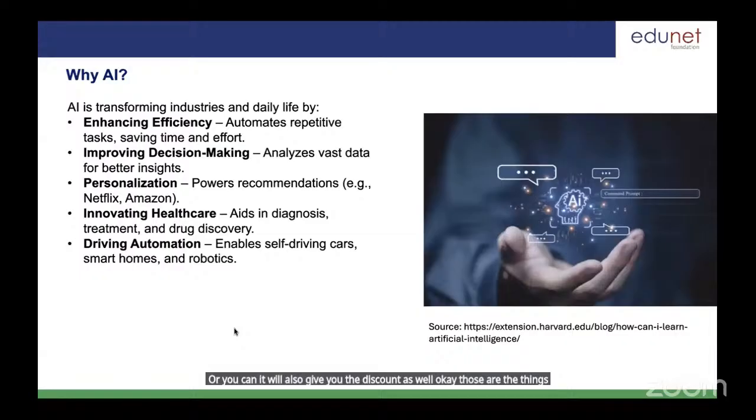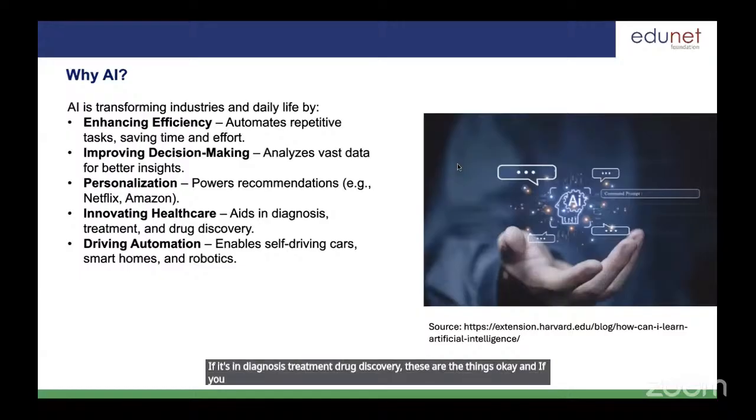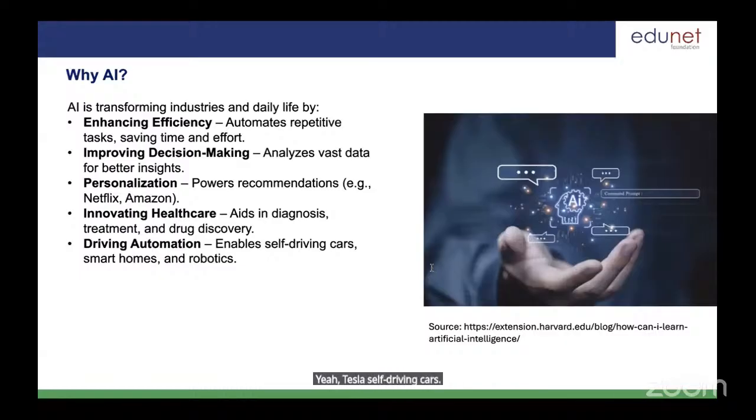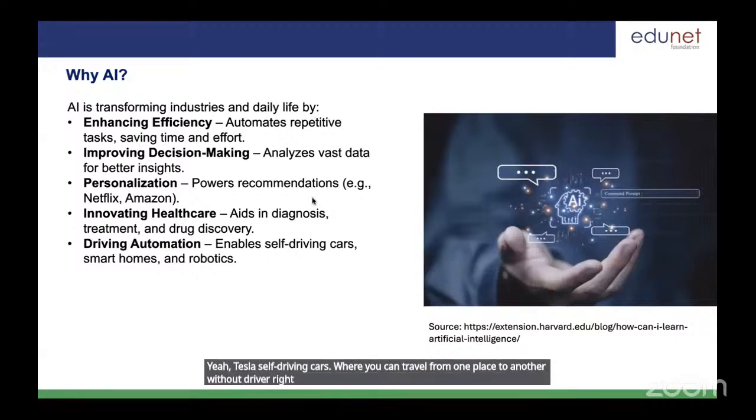Then innovating healthcare aids in diagnosis, treatment, and drug discovery. These are the things. And if you talk about driving automation, everyone is aware of this. Can you give me a few examples of driving automation? Yes, Tesla, self-driving cars, where you can travel from one place to another without a driver. So this is exactly why we require artificial intelligence.